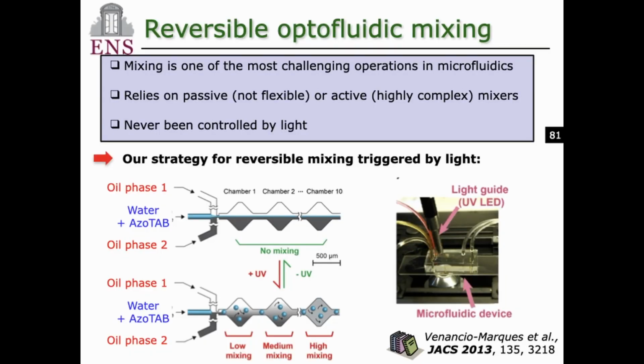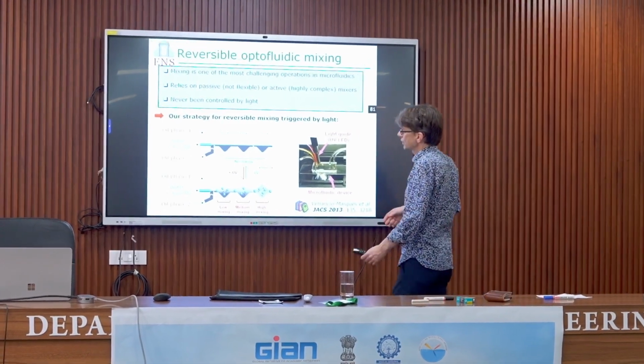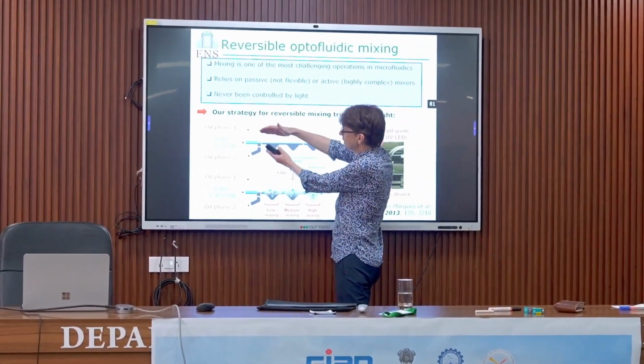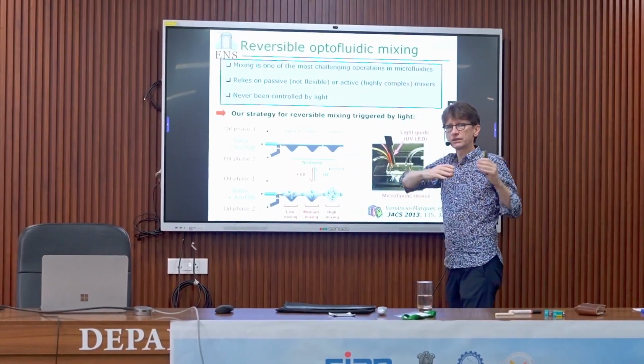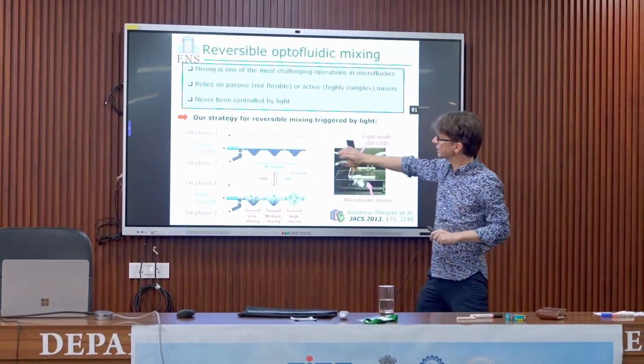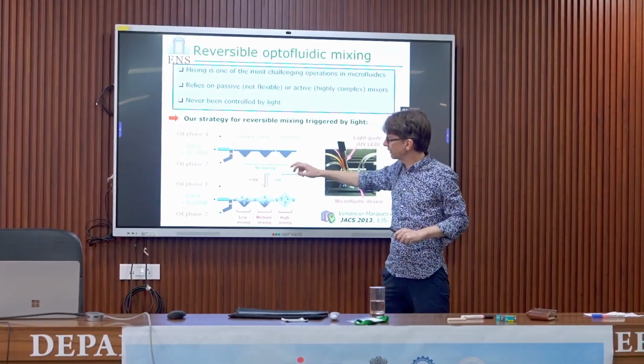So the experiment is very simple. We just take two oil phases that are different. We want to mix them, so we put water in between. When it's continuous, the two compartments are separated. And then when we put light, we will create the droplets.